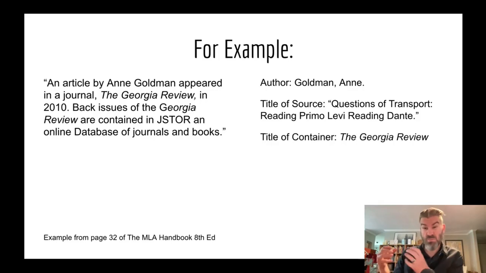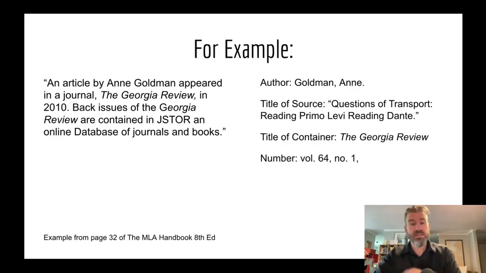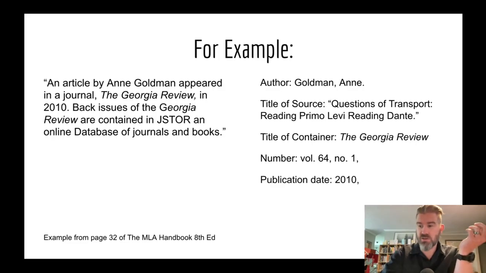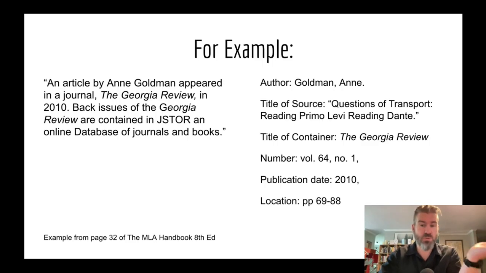So we think of the Georgia Review as like a magazine. One article in that magazine, in that particular issue of that magazine, is this Questions of Transport, Reading Primo Levi, Reading Dante. In this case, I did have a volume and a number. Again, not every source is going to have that. I have a publication date. Again, in this case, it's just a year, so I don't have a day or a month. The location, that PP stands for pages. So it's between page 69 and 88. What that tells a reader is if they wanted to go find this article, they could go to the Georgia Review, go to volume 64, number 1, and go through that magazine to page 69, and that's where this source should start.